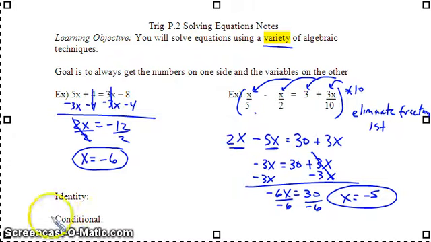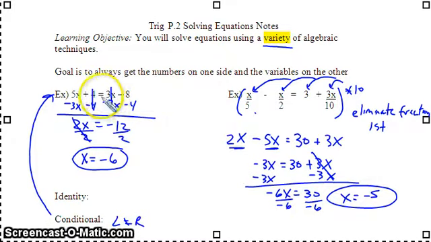Next concept here is just getting you to understand the difference between an identity and a conditional statement. A conditional statement is what we're normally used to seeing. Here's an example of a conditional statement. A conditional statement is where the left side does not equal the right side. So you can clearly see here 5x plus 4 is not the same as 3x minus 8. So the left does not equal the right.